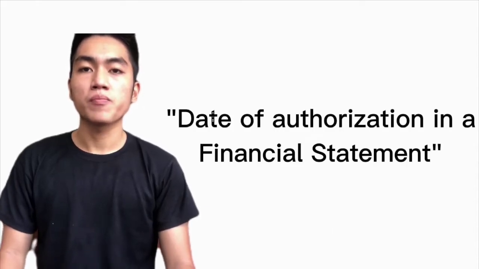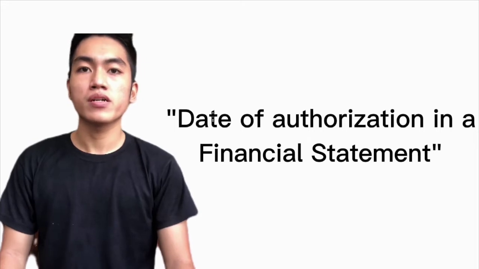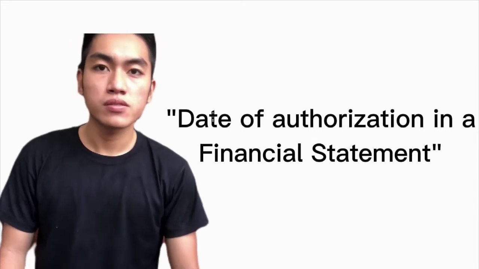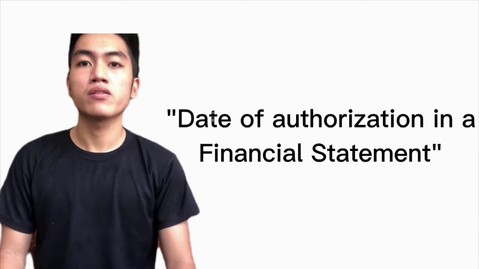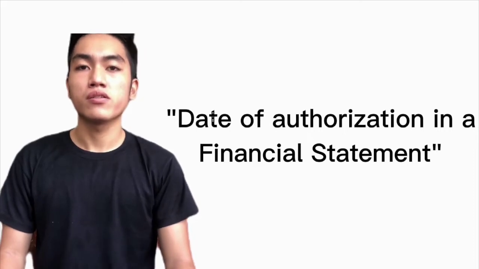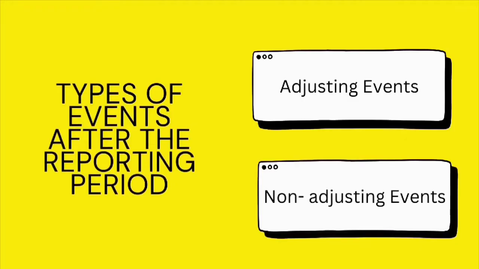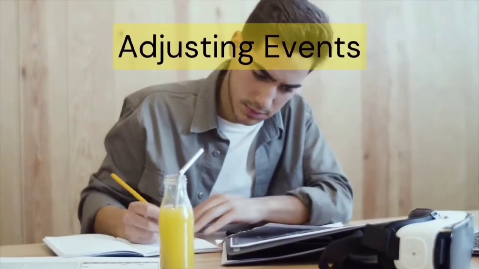Date of authorization in a financial statement. After the reporting period, we designate a date of authorization of the financial statement, at which point management approves the financial statements for release, whether they are final or still under review. Events occurring between the reporting date and the date on which the financial statements are authorized for issue should be classified as either adjusting or non-adjusting events.